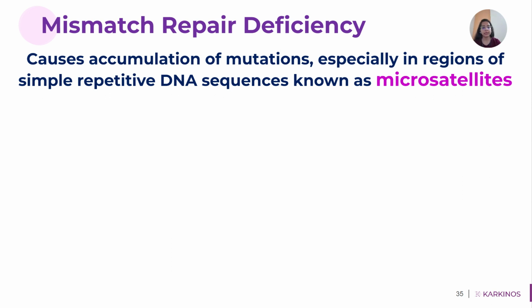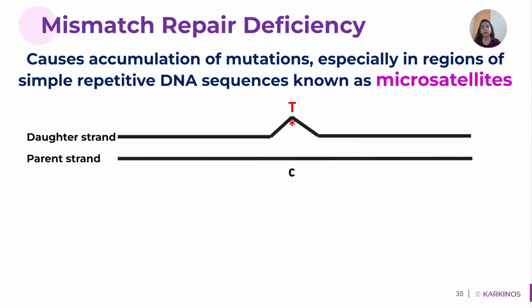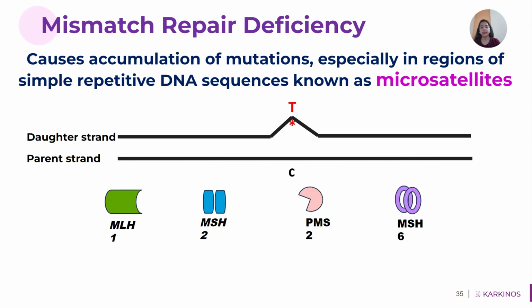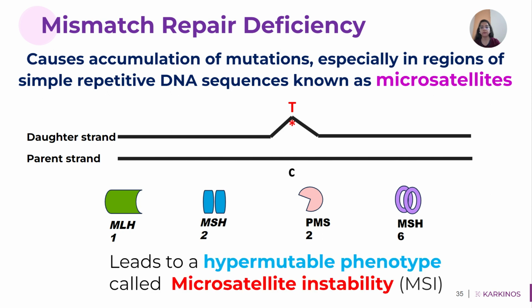This MMR deficiency is a repair pathway wherein if a mismatch occurs, the DNA strand is slightly distorted and these repair defects are taken care of by the mismatch repair pathway. The four main proteins involved in this pathway are MLH1, MSH2, PMS2, and MSH6. In case of this deficiency, it leads to a hypermutable phenotype called microsatellite instability. Since these mutations keep accumulating, it leads to high TMB. And finally, these patients qualify for immune checkpoint inhibitors.